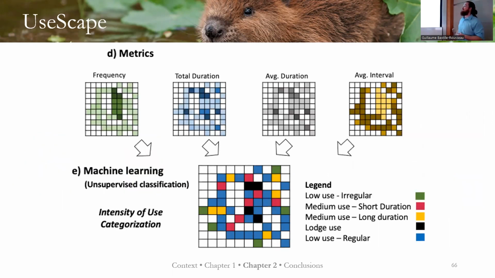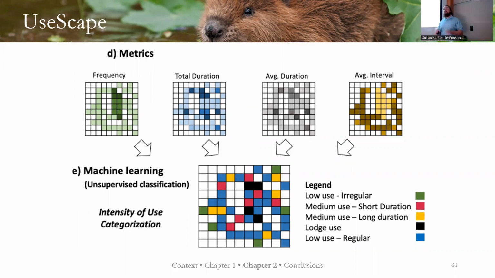And then based off of this, we can extract all these different values that we wanted to look at. So again, we have frequency or total number of visits, total duration, average duration, and average interval. And once we get all these values for these different pixels, we can use machine learning to cluster similar homogeneous types of space use and basically get an output similar to what's here, where you get maybe 5 different types of space use for these individuals and where they're located on the landscape.